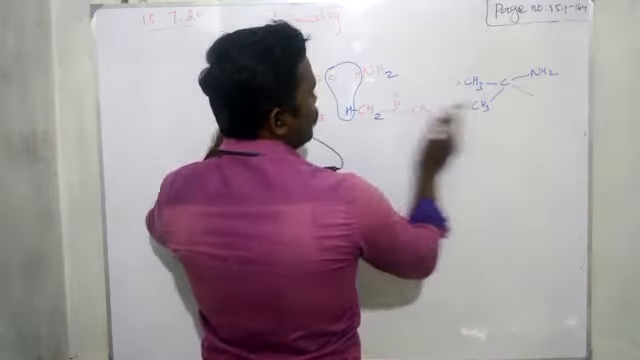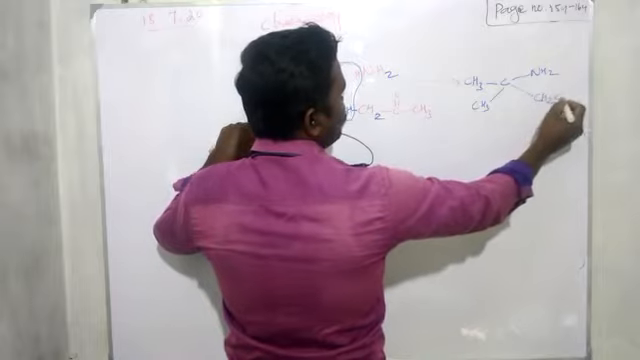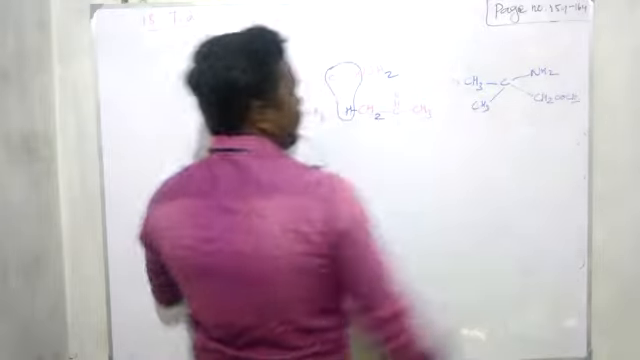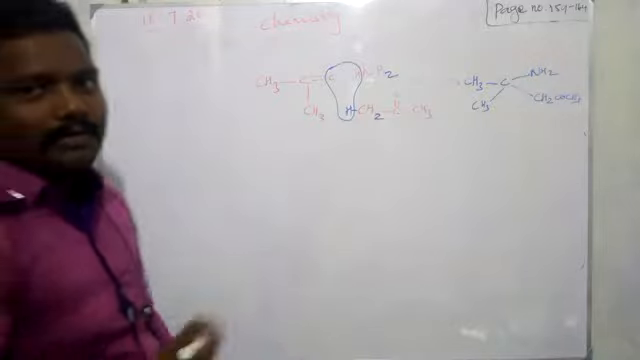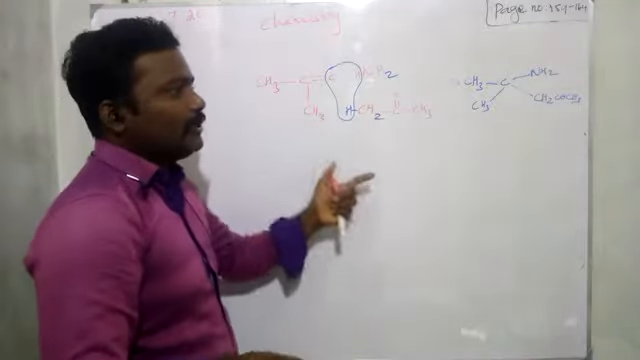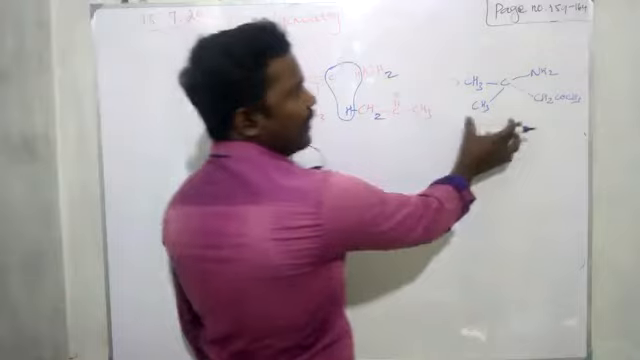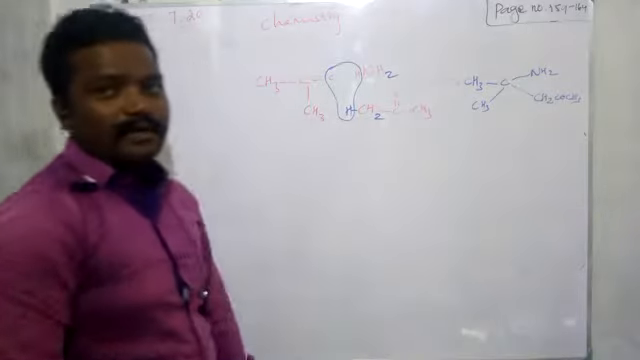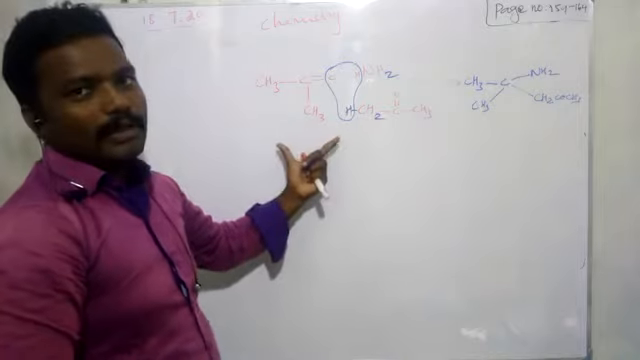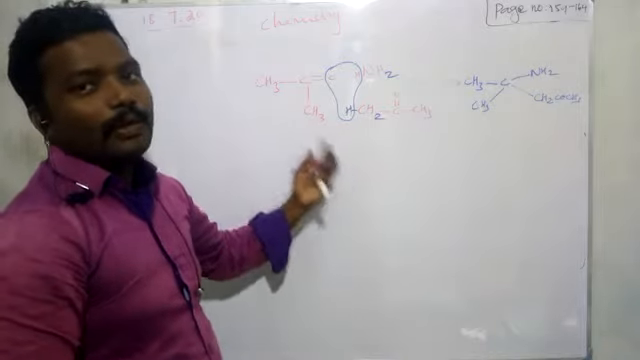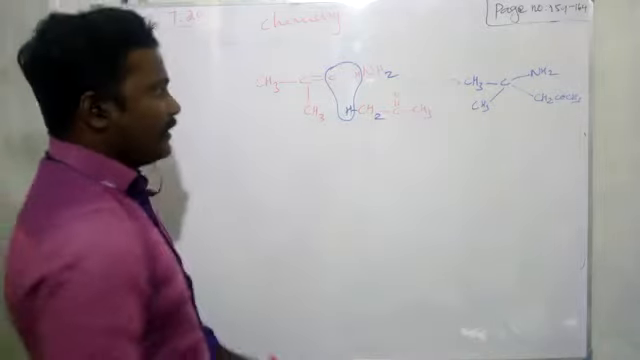Here there is another group, CH2COCH3. What is the name of this product? 2 acetone we have taken. That's why diacetoamine. What's the name of this compound? 2 acetone is taken in this reaction, that's why we can tell it is from 2 acetone. That's why diacetoamine.